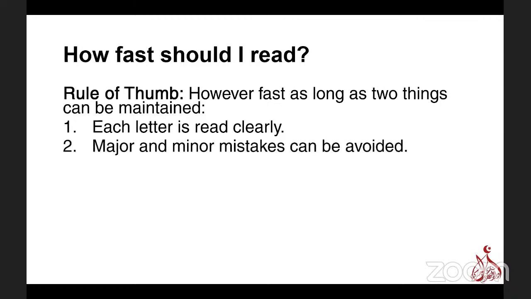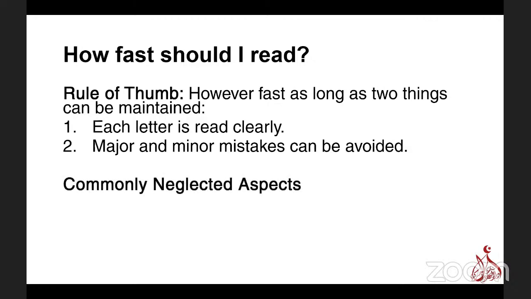And number 2, major and minor mistakes. You're reading at a speed where major and minor mistakes can be avoided. If someone starts reading so fast that they have to skip muds or skip ghunnas, you're going too fast. If someone is going so fast that certain letters are not being pronounced correctly, that means you're going too fast. So a simple rule to know whether you're going too fast is if the letters aren't coming out clearly or you're not able to keep track of the major and minor mistakes. We discussed those types of mistakes yesterday. As long as these 2 can be held together, you can go as fast as you want. There were scholars in the past who would finish the entire Quran within a few hours. That was barakah in their time, but nevertheless, they did read at a faster pace.